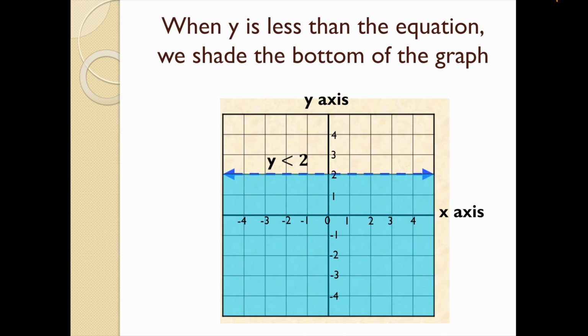Alright, so this one says when y is less than the equation, we shade the bottom of the graph. So if you think of it, now that we are on y, this is the y-axis, so we look for the 2 on the y-axis, which is straight across here, as you can see. The y here is 2, so anything less than 2 is what we're going to shade because it's under. So y is less than 2 would be numbers like 1, 0, -1, and so forth. So that's what we are referring to when we say y is less than the equation. We shade the bottom of the graph. So we're looking at this line formed on the graph, and then we shade underneath it.